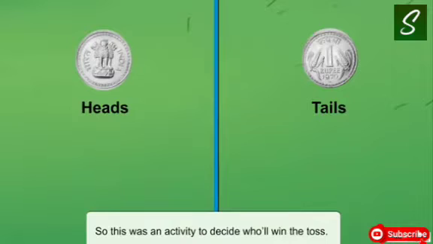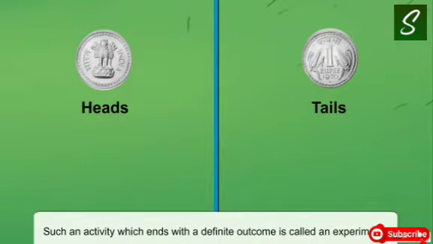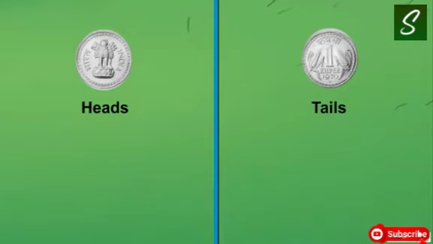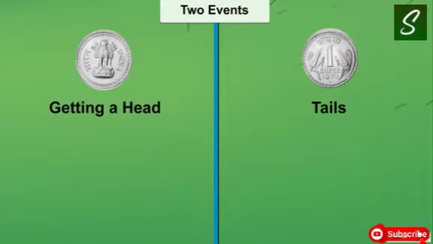So this was an activity to decide who'll win the toss. Such an activity which ends with a definite outcome is called an experiment. And the outcome of an experiment is called an event. According to the outcomes shown here, we can define two events. First is getting a head and second is getting a tail.